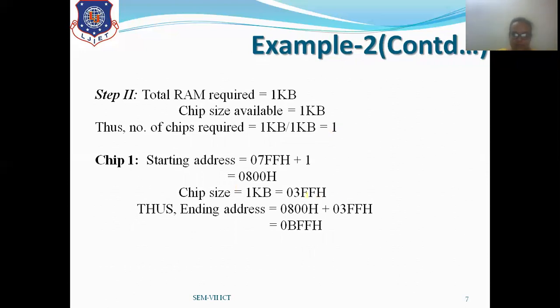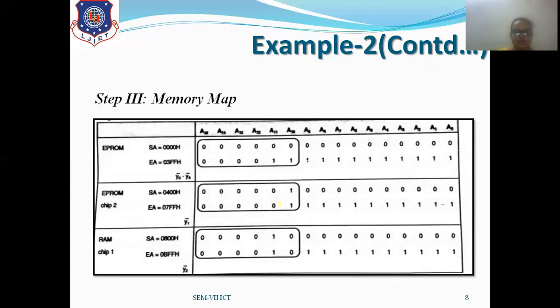Right? Again, 1 KB, so the ending address will be 0800 plus 03FF. So 8 plus 3 is 11, and 11 in hexadecimal is B. So 0BFFH. Right? So here we have found the starting and ending addresses of ROM and RAM. Now, in the second table, we will do the implementation, which is memory mapping.